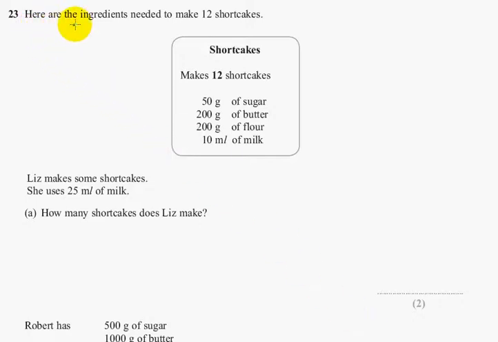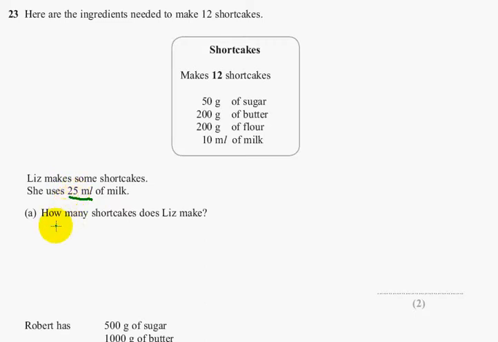Question 23. Here are the ingredients needed to make 12 shortcakes. 50 grams of sugar, 200 grams of butter, 200 grams of flour, 10 milliliters of milk. Liz makes some shortcakes. She uses 25 milliliters of milk. Part A. How many shortcakes does Liz make?